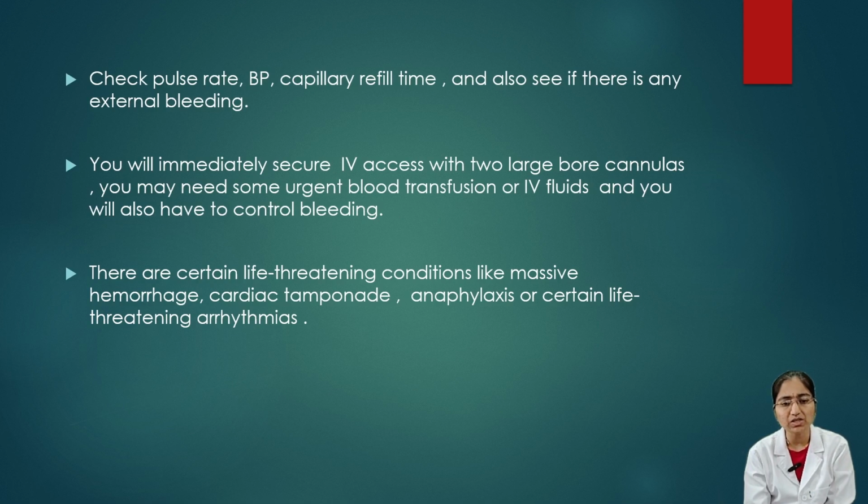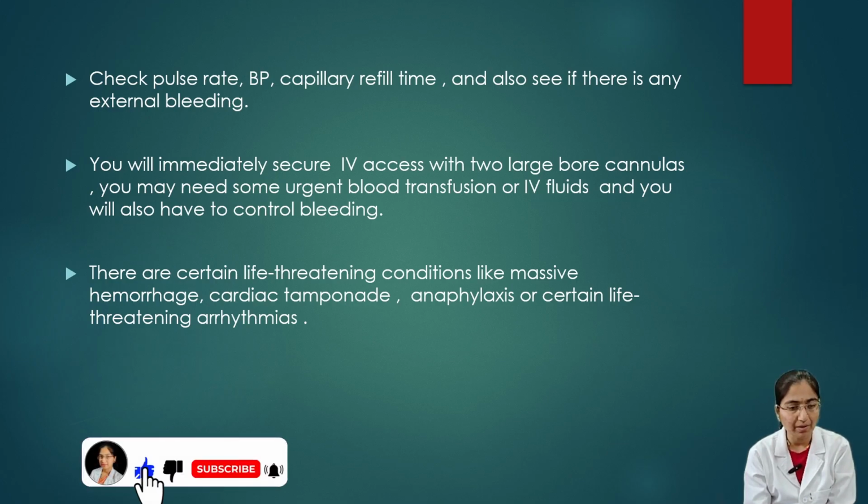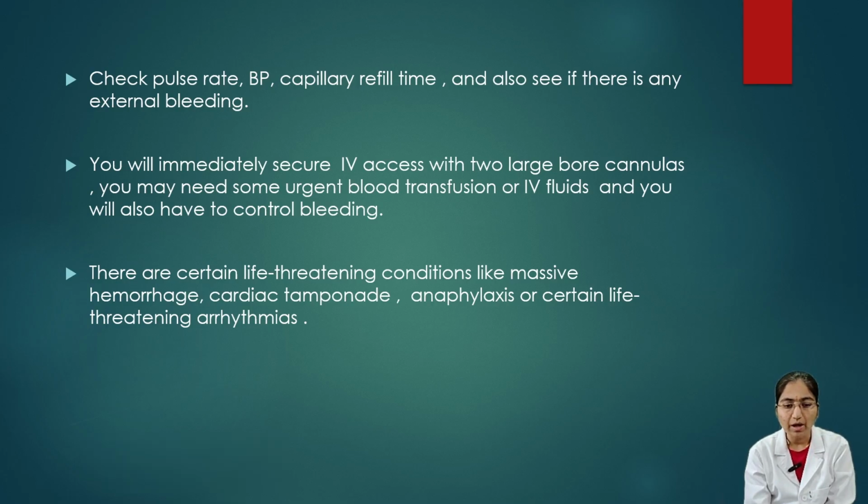And then check pulse rate, blood pressure, and capillary refill time, and also see if there is any external bleeding. You will immediately secure IV access with two large bore cannulas. You may need some urgent blood transfusions or IV fluids, and you will also have to control bleeding. Here, there are certain life-threatening conditions like massive hemorrhage, cardiac tamponade, anaphylaxis, or certain life-threatening arrhythmias.